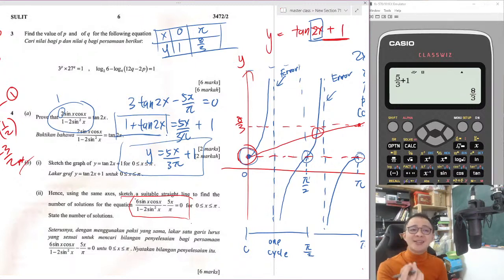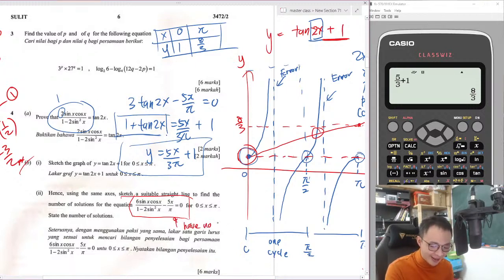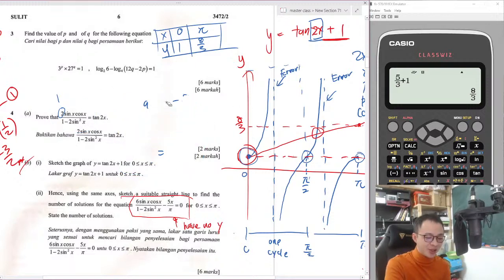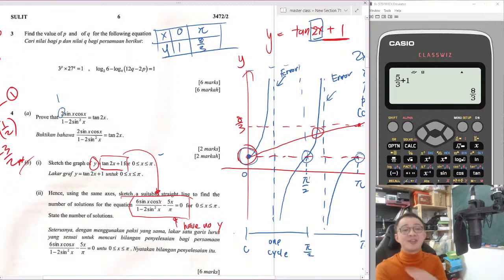But if you understand, if you want to draw a straight line, you must have y equals mx plus c, right? Must have y. And if you look carefully, the equation given has no y. So what you need to do is look for the y in your equation. Then you see, oh, y basically equals this one. So if you insert tangent 2x plus 1 into here, then you have the straight line. This is the whole purpose of solving that equation. Okay, so I hope you guys can understand.